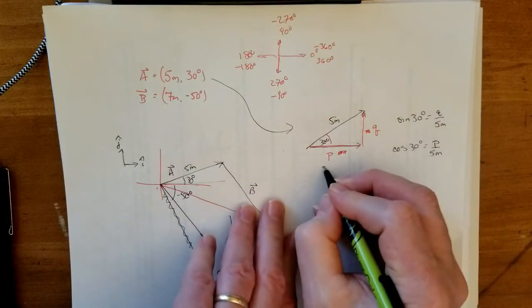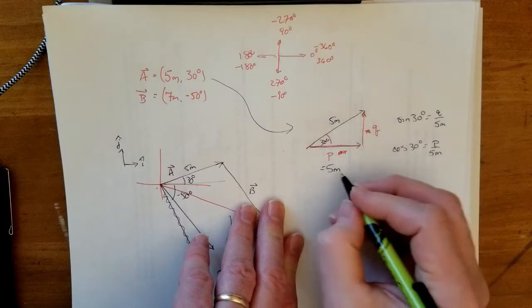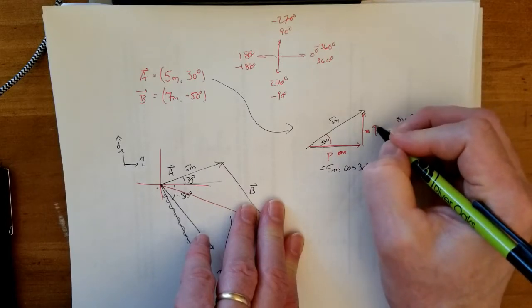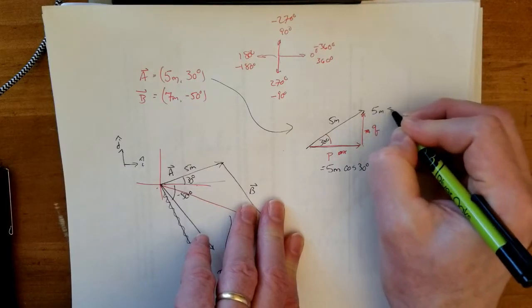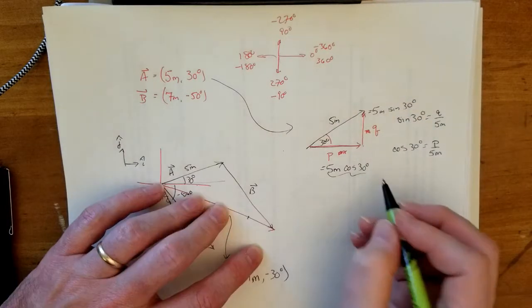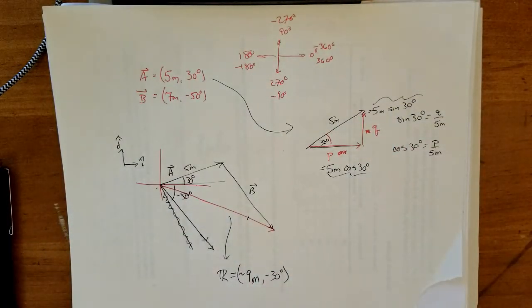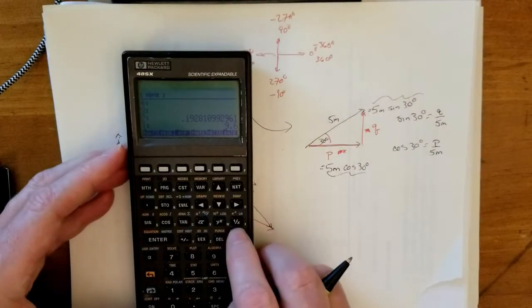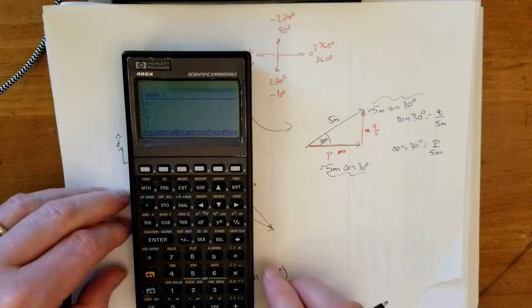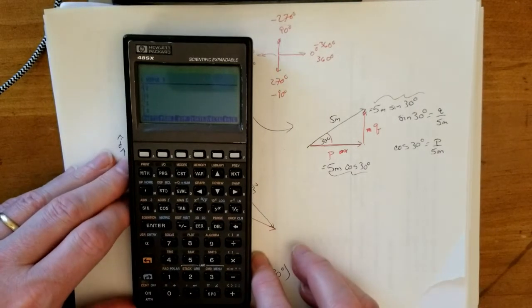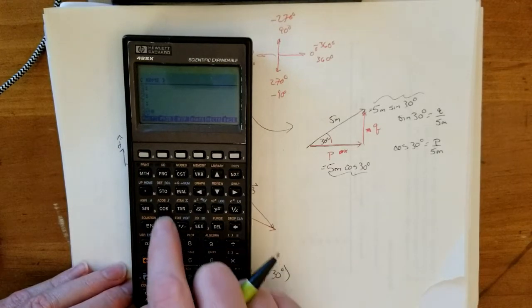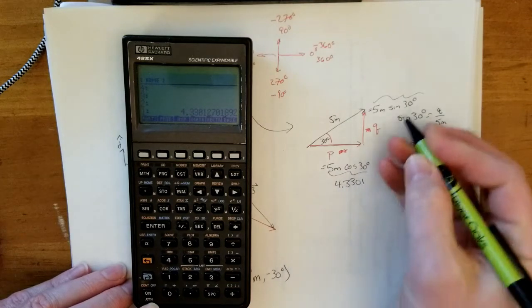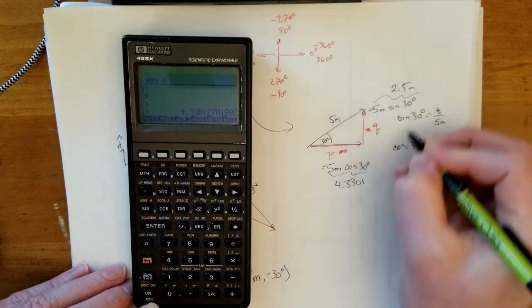Or my adjacent here is just going to be my hypotenuse times the cosine of 30 degrees. And this one will just be the hypotenuse times the sine of 30 degrees. Pull out the handy dandy calculator or do it in your head, whatever works for you. There it is. So pulling out my calculator, the real person's calculator, not that stupid TI stuff. All right, so we have 30 cosine 5 times 4.3301, and this one I can do in my head, 2.5 meters.